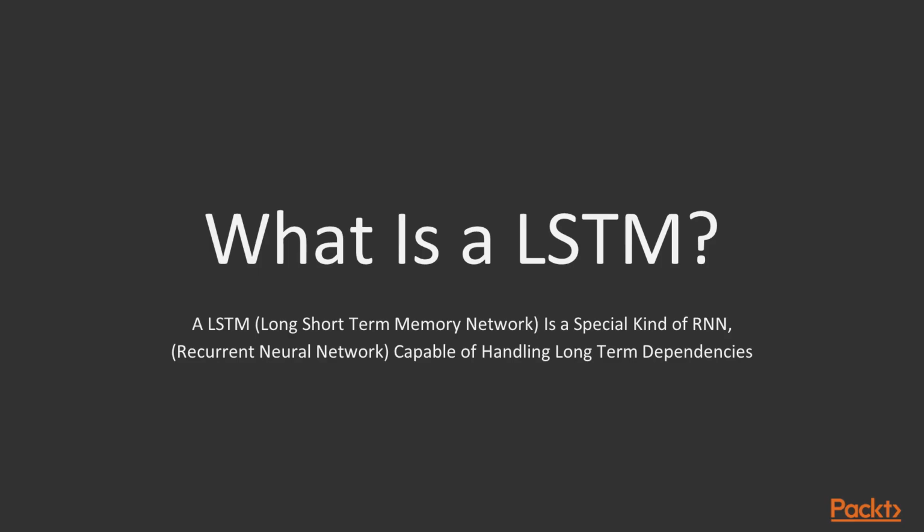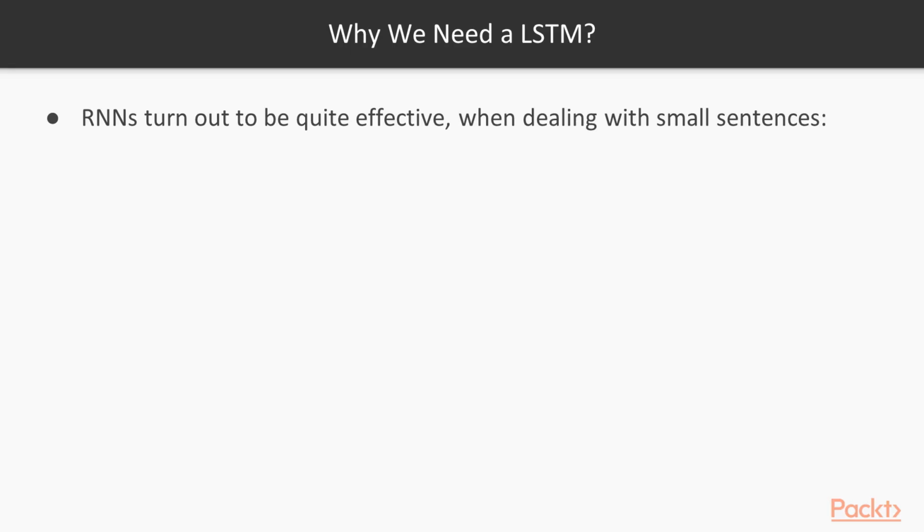But what is an LSTM? An LSTM is a special kind of RNN that is capable of handling long-term dependencies. As we talked about the two problems, now we know why we need a special kind of RNN called LSTM. But let's take a look again. RNNs turn out to be quite effective when dealing with small sentences, for example if you're doing character modeling or character prediction. The color of the sky is dash. If you pass this sentence to an RNN model, it is very easy for the model to figure out that the next word in the sentence will be blue.